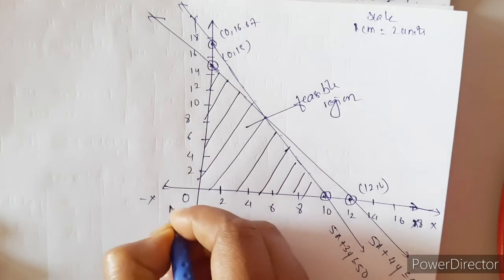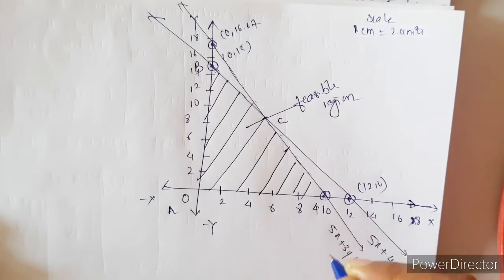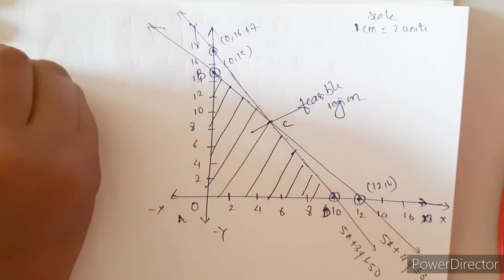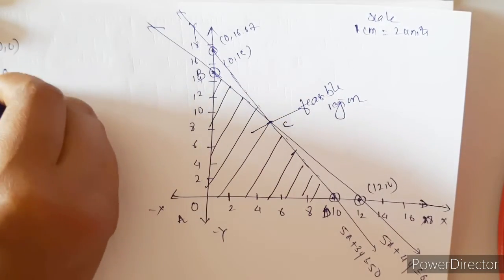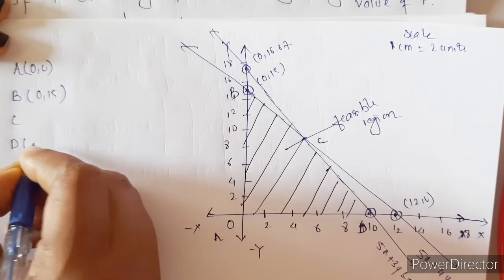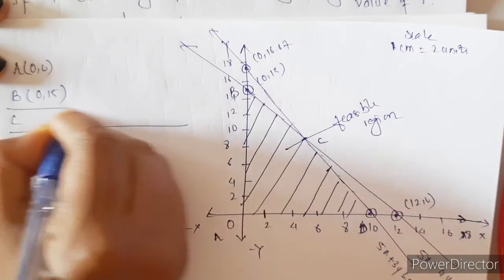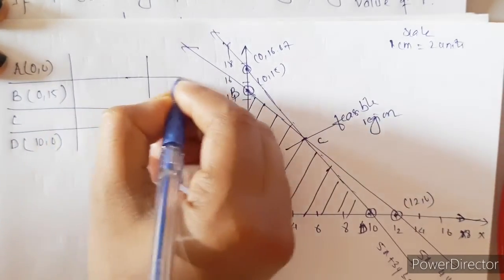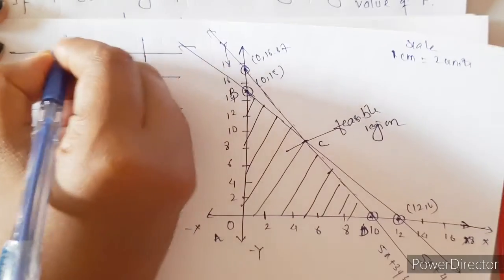Now let's find corner points. So this is the first corner point, second, this intersection will be third, and this is your fourth one. C, and let me mark this as D. Now A is 0, 0, B is 0, 15. We need to find C, and coordinate of D is 10, 0. Okay, these are the corner points.